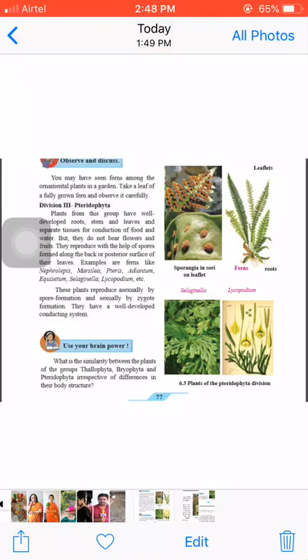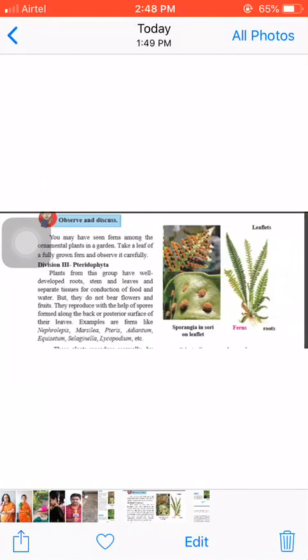Now, use your brain power. It is again given on page number 77. What is the similarity between the plants of groups Thallophyta, Bryophyta and Pteridophyta, irrespective of differences in their body structure? What is the difference? You can see it in these three divisions.